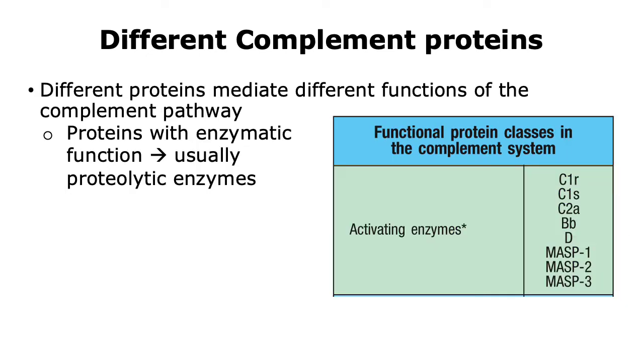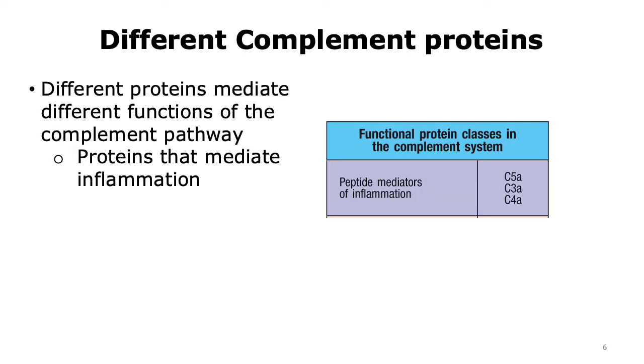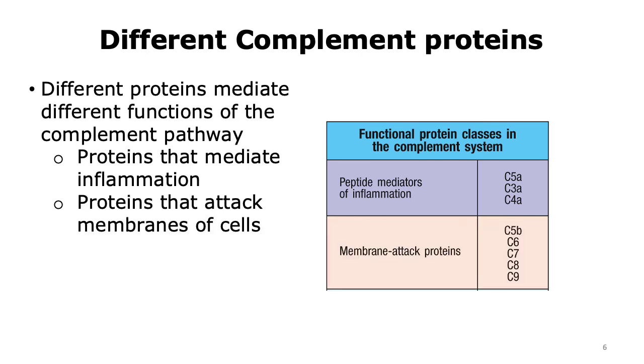Some other complement proteins have enzymatic function associated with them, and this enzymatic function is usually in the form of a proteolytic enzyme activity. There are other complement proteins that are able to bind to the surface of different cells like bacteria or other types of pathogens. Sometimes they're able to bind to even host cells. There are other complement proteins that are able to mediate inflammation when the pathway gets activated. On the other hand, there are other complement proteins that are able to attack the membranes of cells, and these can include host cells as well as pathogen cells.